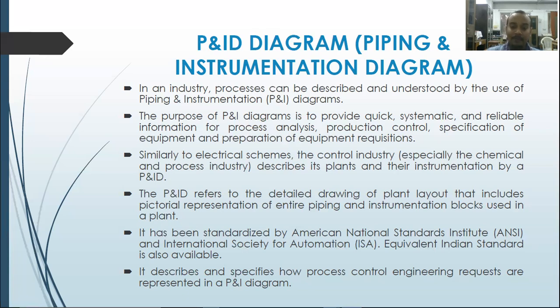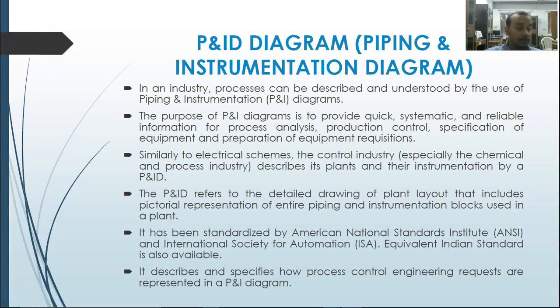So it is nothing but a type of electrical circuit which is implemented into the background of instrumentation for the process plants. The P&ID refers to the detailed drawing of a plant layout that includes the pictorial representation of the entire piping and instrumentation block used in a plant. As I already mentioned, the instruments used over there need to be identified clearly, and how one instrument is connected to the other, and how the signal is transmitted. Is that an electrical signal? Is that a pneumatic signal? Is that a hydraulic signal? That needs to be identified by this P&ID.